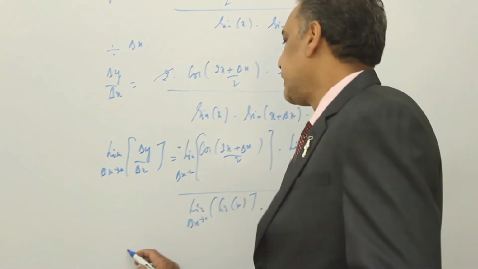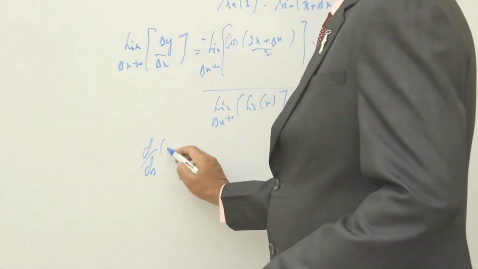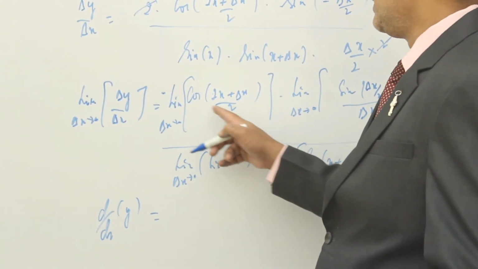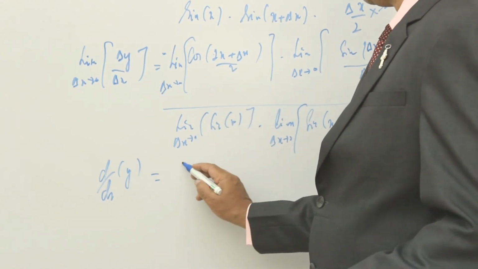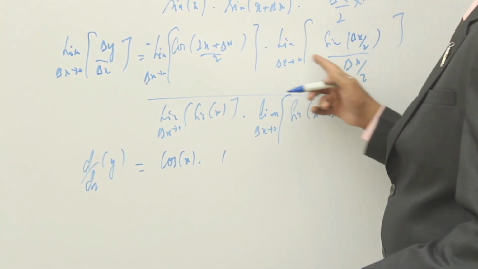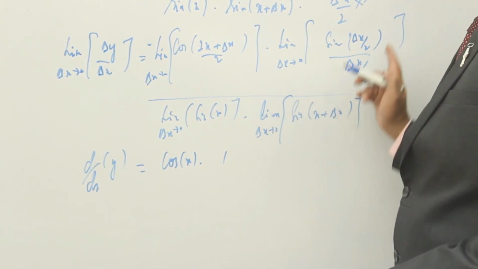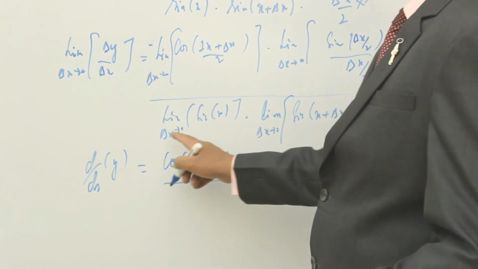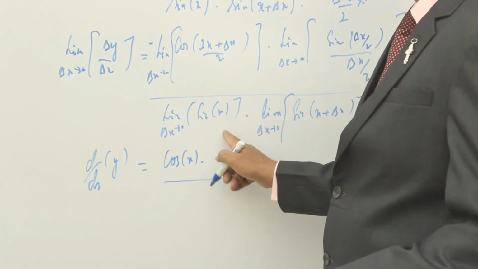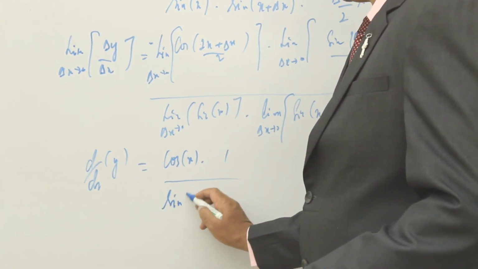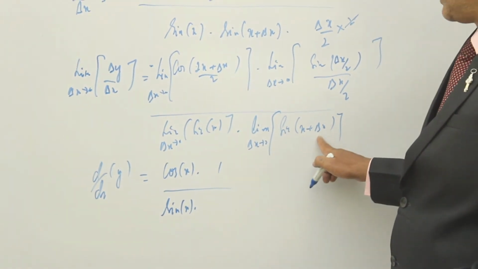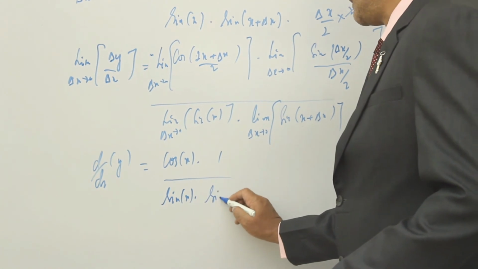So in this case we get d by dx of y is equal to, this is going to become 0 as delta x tends to 0, so that becomes cos 2x by 2, which is nothing but cos x. And here this results in 1, since limit of sin theta by theta as theta tends to 0 is 1. Limit of sin x as delta x tends to 0, since there is no delta x term, will remain the same, that is sin x, and in this case delta x tends to 0, so this will remain as sin x.